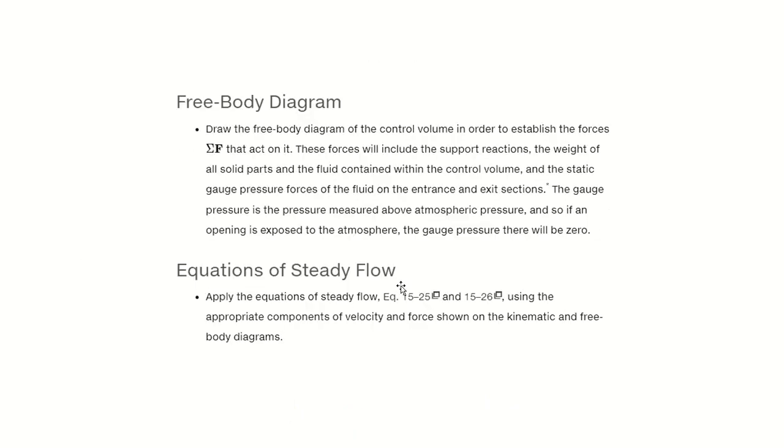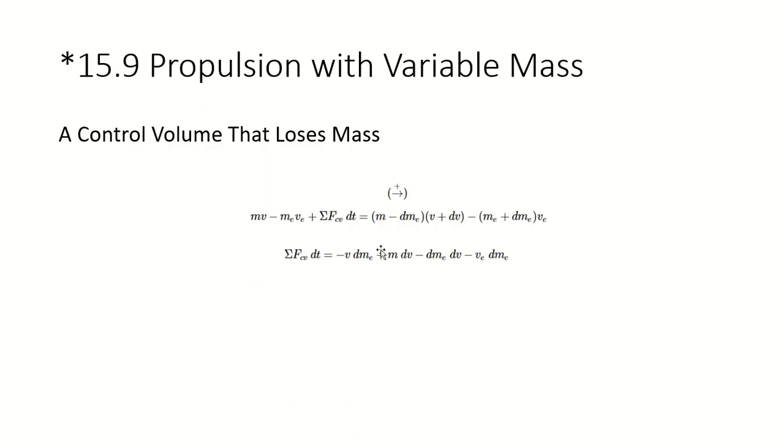Procedure for analysis, a whole bunch of review, you can read that. 15.9 is on propulsion with variable mass. Of course, your mass is changing because you're losing it. So a control volume that loses mass, right? We can calculate this way. So that's a whole bunch of momentum, by the way.